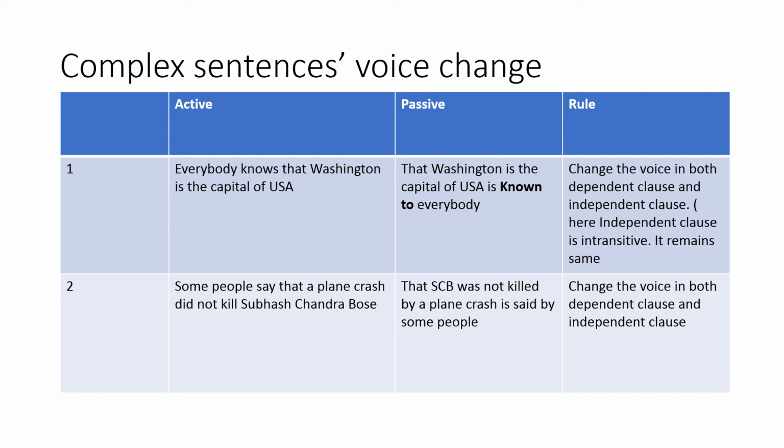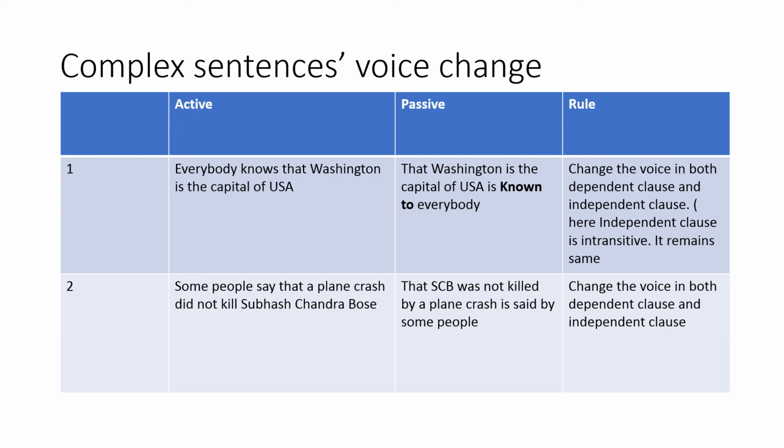Now comes the second sentence. It also consists of two clauses. The independent clause here is "some people say this", and the dependent clause is "a plane crash didn't kill Subhash Chandra Bose". The first clause is in the present form and the second clause in the past form.